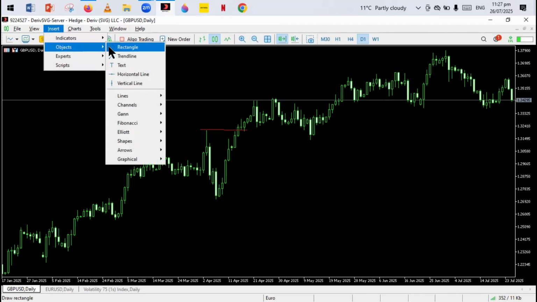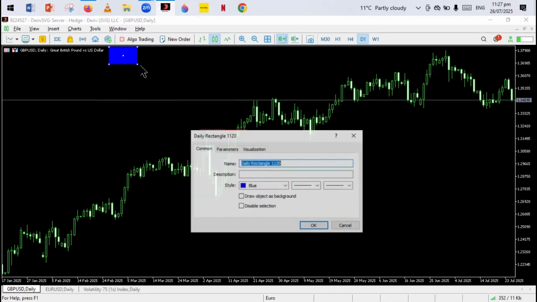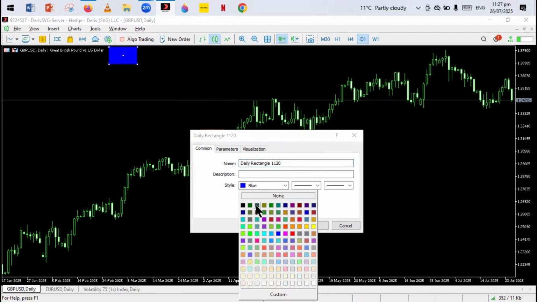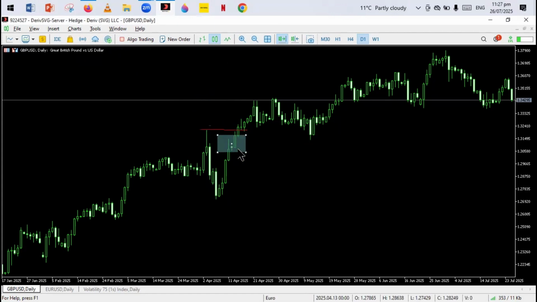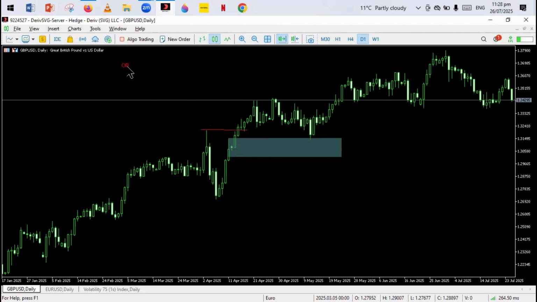Now the origin is always the last internal break of structure. That is your origin. Price breaks structure and then it will always come back and tap into the origin which caused the break of structure. So you can see price broke structure. It will always come back to tap into the origin or order block which caused the break of structure. So that is our order block.